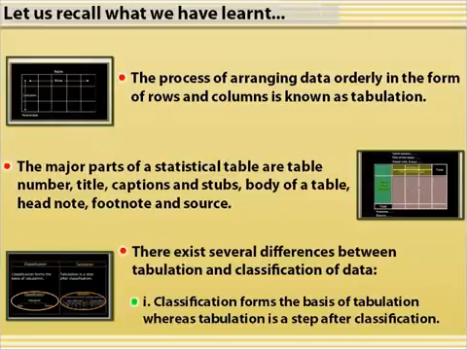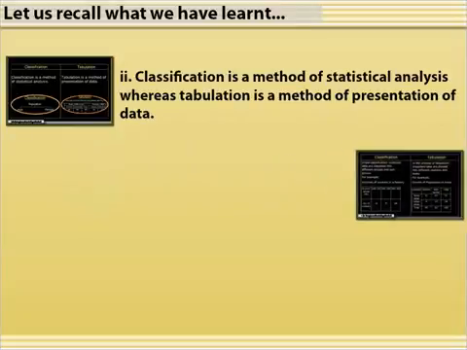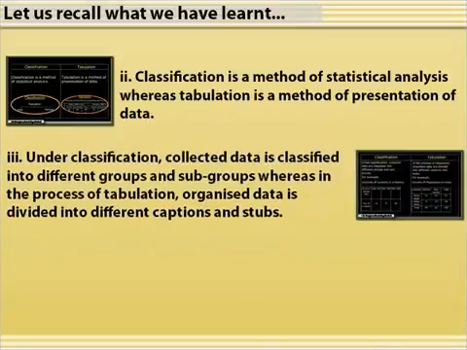Number 1. Classification forms the basis of tabulation, whereas tabulation is a step after classification. Number 2. Classification is a method of statistical analysis, whereas tabulation is a method of presentation of data. Number 3. Under classification, collected data is classified into different groups and subgroups, whereas in the process of tabulation, organized data is divided into different captions and stubs.